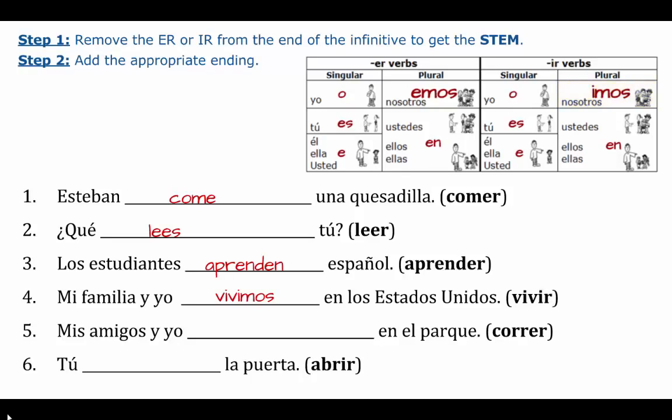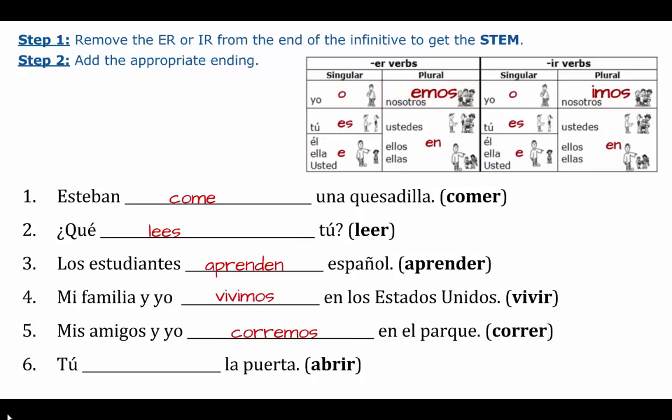In contrast, number 5, mis amigos y yo will also take the nosotros form, but here we're using the verb correr, to run, and the rest of the phrase is en el parque. So I want to say my friends and I are running in the park. Correr, being an ER verb, will take the ER nosotros ending of emos. So when I take off the ER, I get cor. I add my nosotros ending emos, and I get corremos. Mis amigos y yo corremos en el parque.